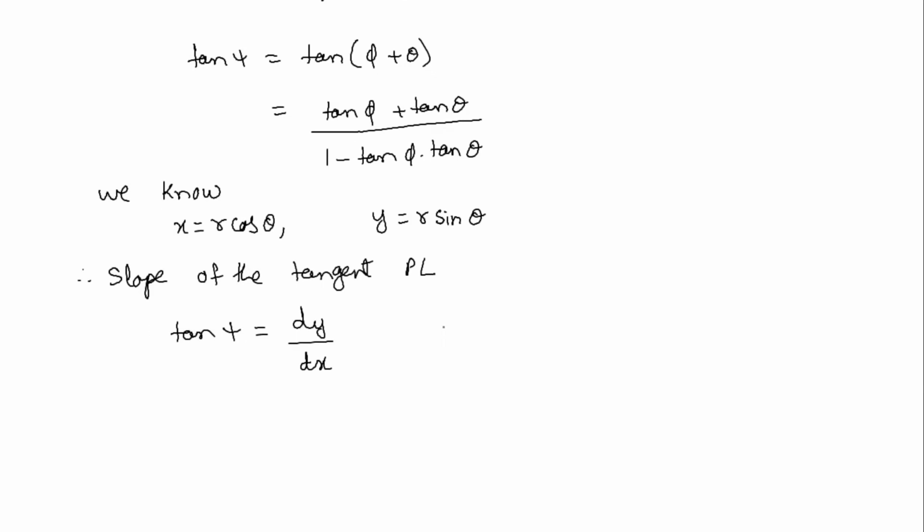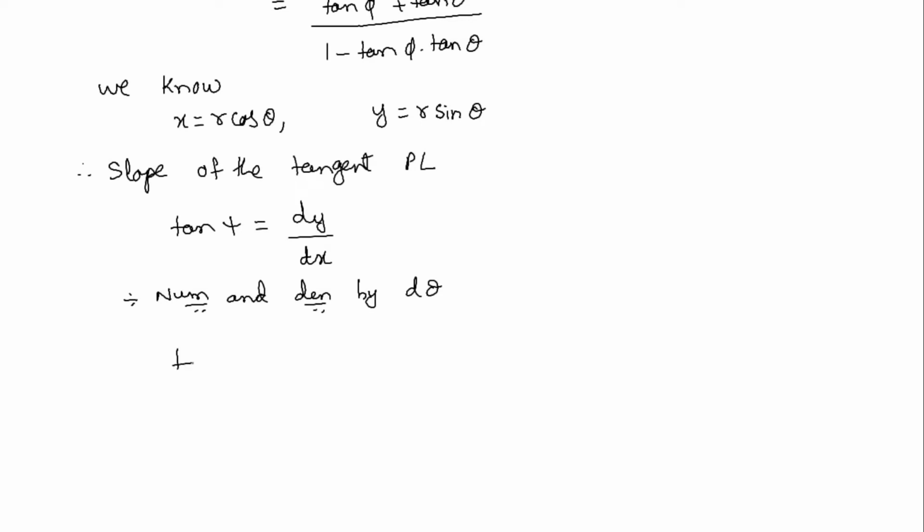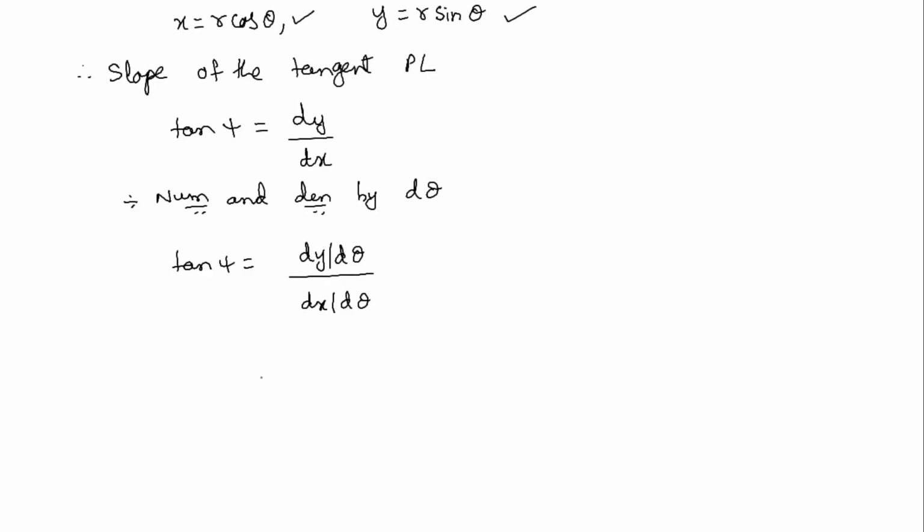Because this x and y are in terms of r and theta, I'll divide both the numerator and the denominator by d theta. So tan of psi is equal to dy by d theta divided by dx by d theta. We got dy by d theta in the numerator, and in the denominator we have dx by d theta. But we know the values of y and x which we have over here, so let us plug in these values of x and y. In the numerator you are getting dy by d theta.